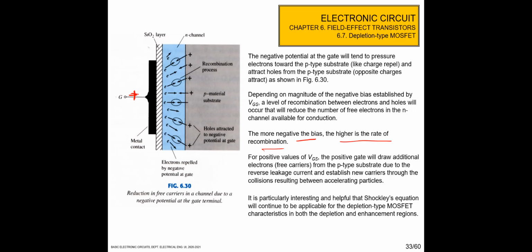Okay, so the electrons are attracted to this one, to the area below the insulator, so the recombination will be lower. So the current will flow from the drain to source.